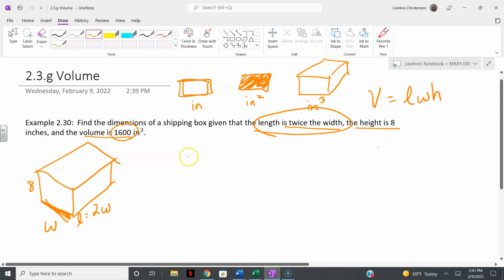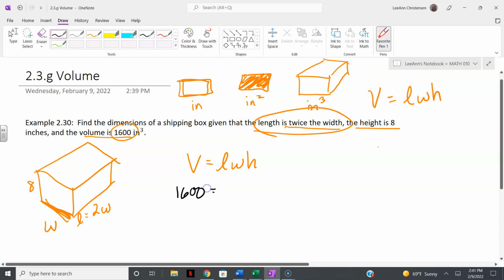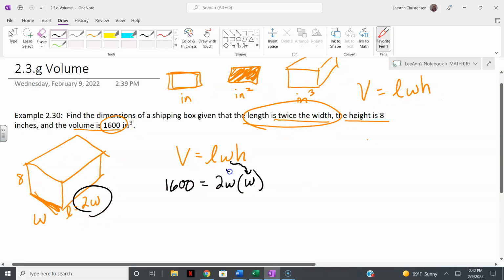So we'll take our formula, volume equals length times width times height, and then we'll put in the things that we know. We know the volume, 1,600. We have a representation for the length, 2W, times the W. Now don't forget that W right there, because you might overlook that. The 2W is the length, right? So you've got a W and a W. All right, and then you're going to have the height, which is 8. The height is 8.